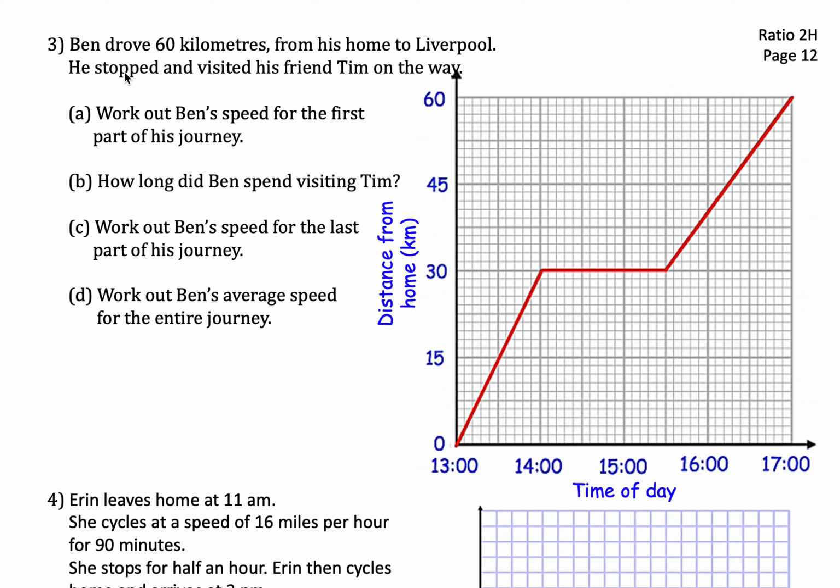Back, we're going to go through page 12 now. Number 3, Ben drove 60 kilometres from his home to Liverpool. He stopped and visited his friend Tim on the way. Work out Ben's speed for the first part of his journey.